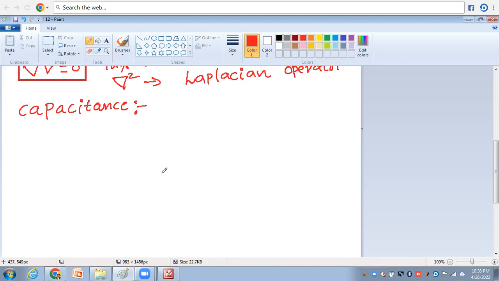I will draw one small diagrammatical representation. So this is one plate and this is another plate. There is a charge existing on these plates, 1 and 2. Anyway, you can take any one. This is 1 and 2.